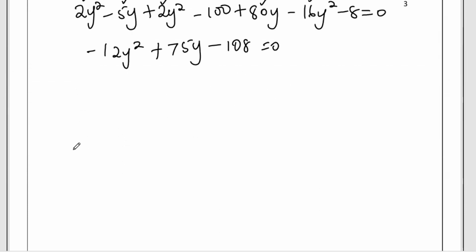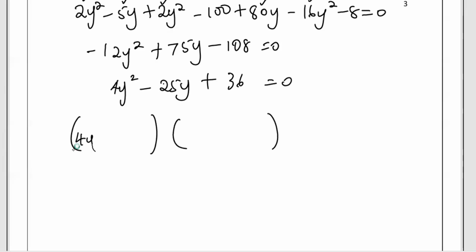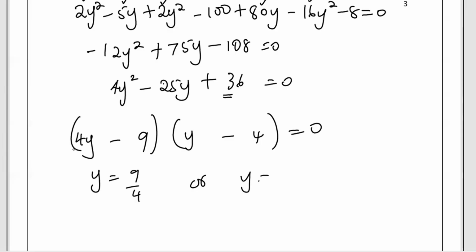All right, so I'm going to divide through by negative 3. So I have 4y squared minus 25y plus 36 is equal to 0. Let's factor this out. So this is a 4y and probably that's a y. For me to get a 36, I can use 4 and 9. I can have a 9, I can have a 4, minus minus. Let's see, that's a 16, that's a 9, which is a 25. Okay, perfect. So y is going to be 9 over 4, or basically our y is going to be 4.